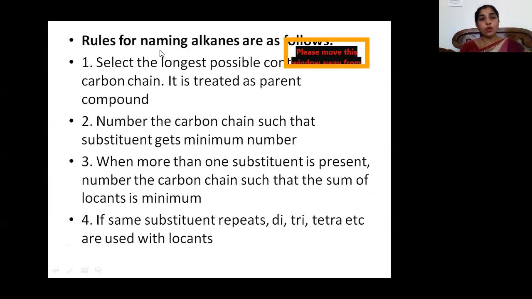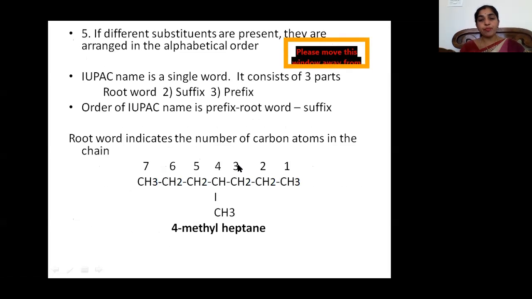Let us see some of the rules we have to follow for naming alkanes using the IUPAC system. There are about 5 rules. Let us see them one by one. Select the longest possible continuous carbon chain, and this is treated as the parent compound. Let us see this example. This is the longest chain, and here you can see the substituent at the fourth position. So this is the longest chain and this is the parent compound.